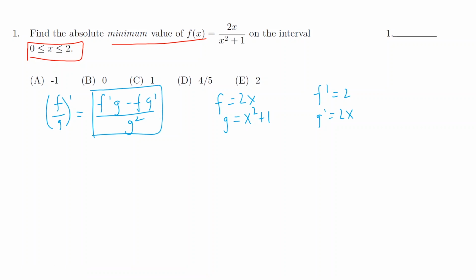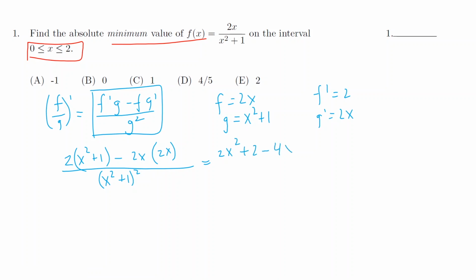So it is going to be 2 times (x squared plus 1) minus 2x times 2x, all over (x squared plus 1) squared. So that's equal to 2x squared plus 2 minus 4x squared over (x squared plus 1) squared. Here we can cancel these two, right? So it's negative 2x squared plus 2 over (x squared plus 1) squared.